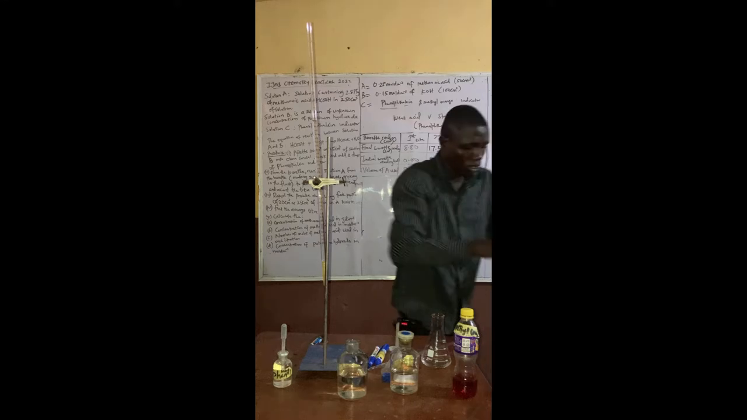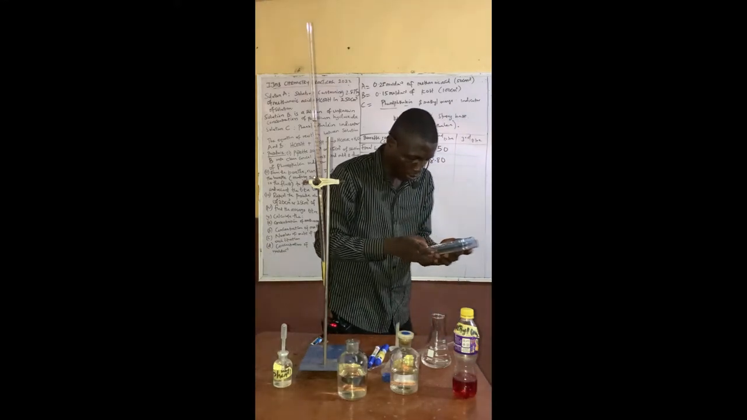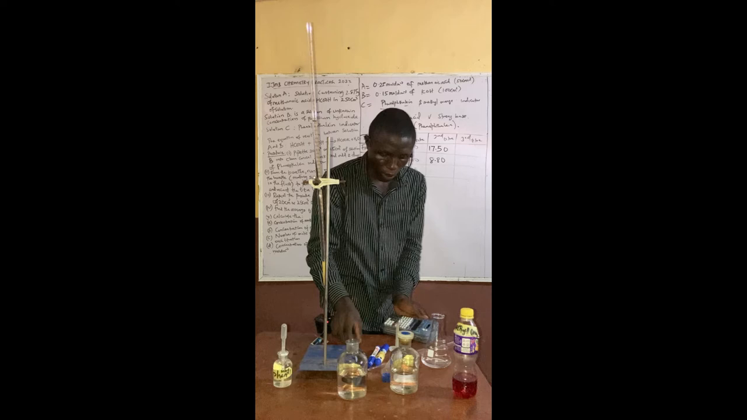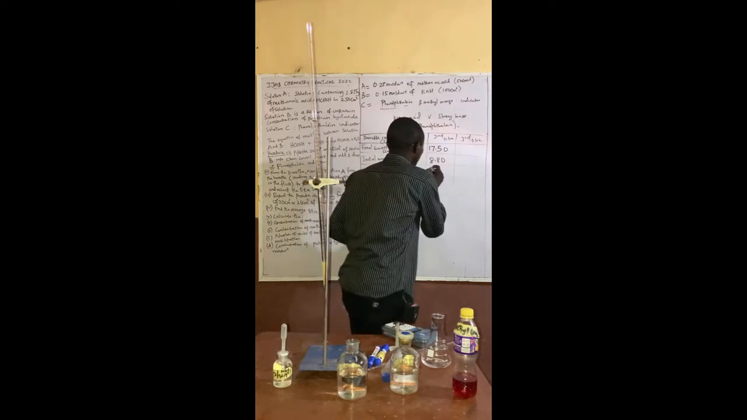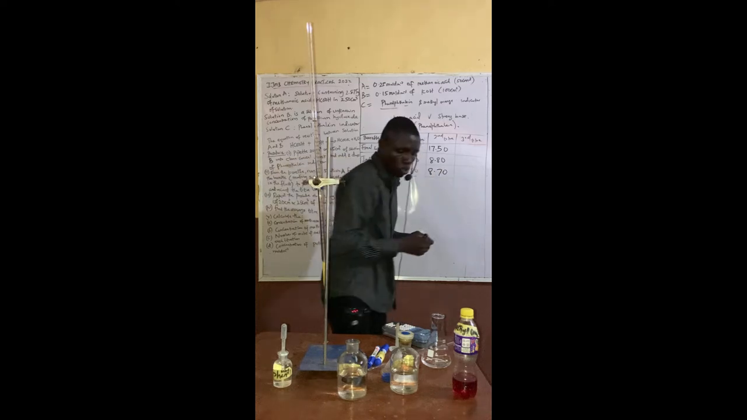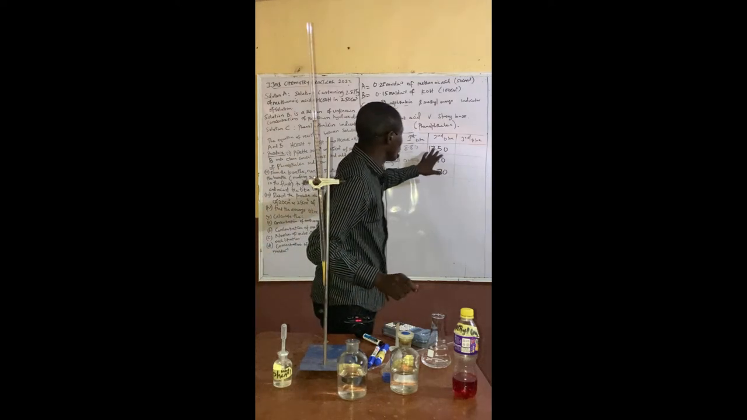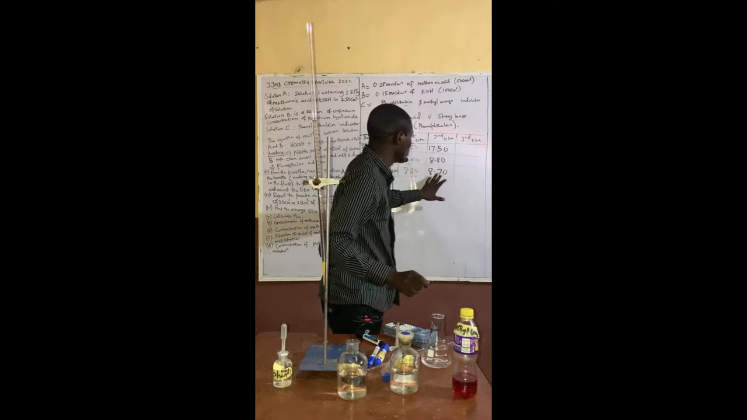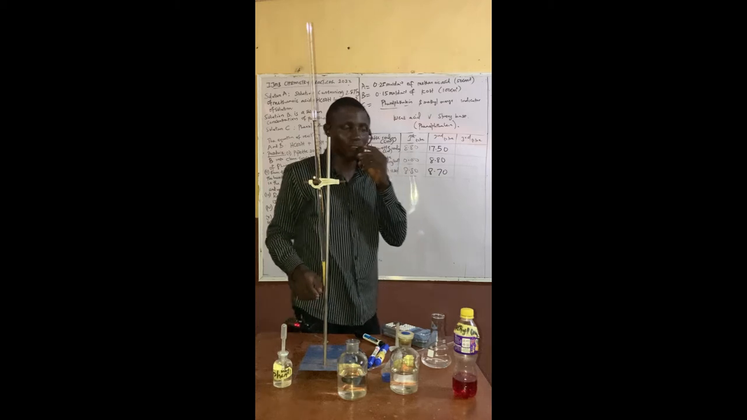So 17.5 minus 8.80. We have 8.70. So that is what? 17.50 minus 8.80, it's going to be 8.70. So that's that. That is very important.